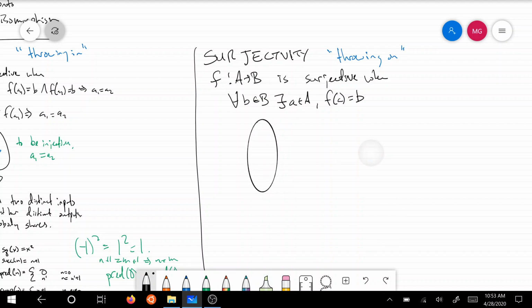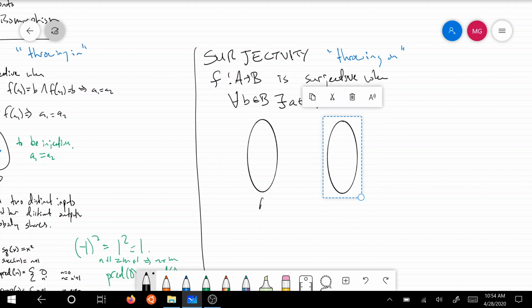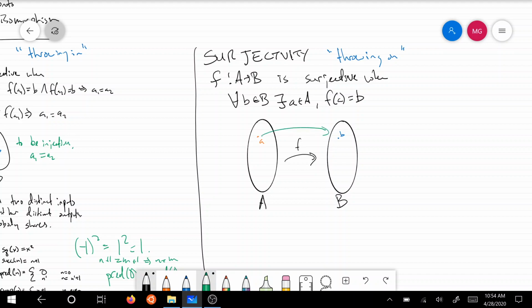Okay, here's our set A. Here's our set B. That's what F does. So we're saying, give me some b in B. Necessarily, there's some a here that necessarily maps to it. Always. We always hit every b.